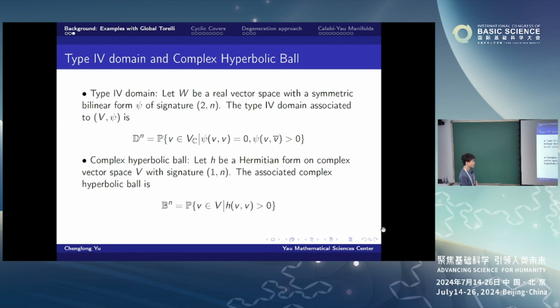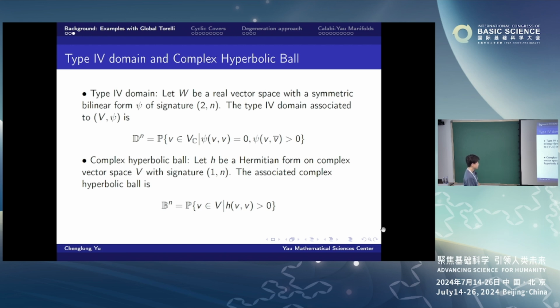So you can also interpret this as, if you take the real part and imaginary part of V, then it will generate a 2-dimensional subspace inside W, and this 2-dimensional subspace will have some positivity properties. For example, this bilinear form restricted to this 2-dimensional subspace should be positive definite. And from this point of view, this type 4 domain is also a subset of a Grassmannian.